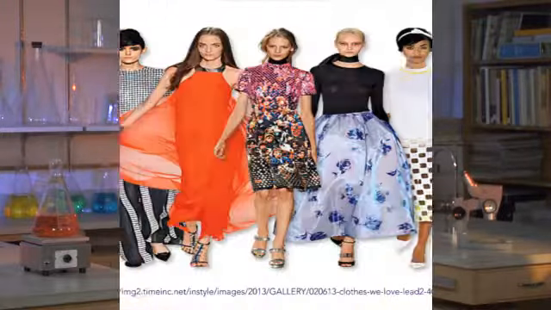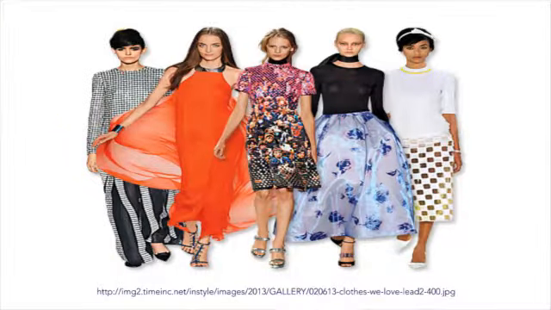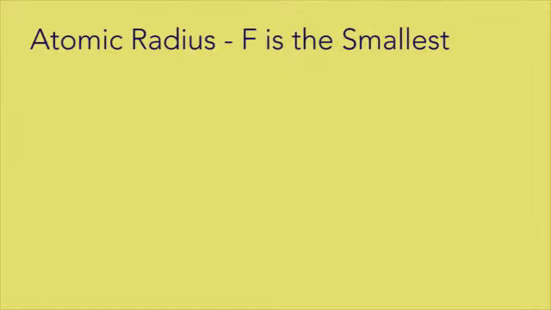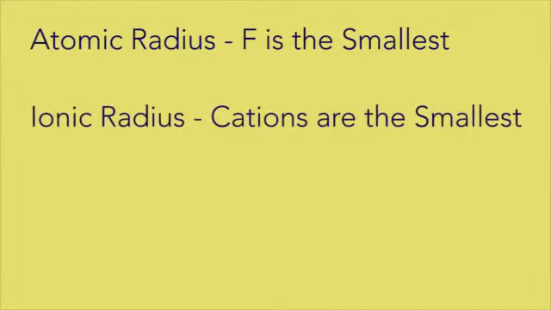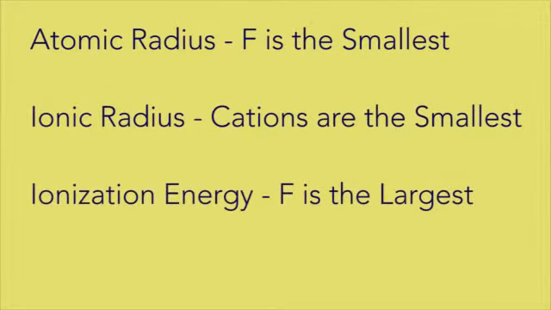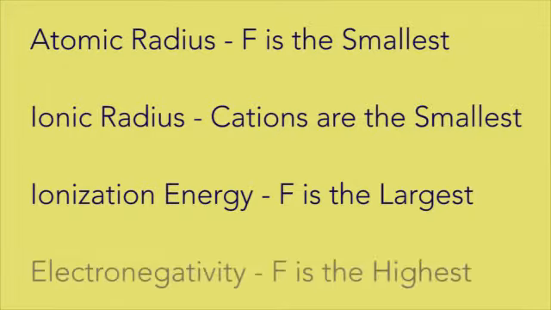All right, real quick, let's summarize the trends. No, not fashion trends. We are still talking chemistry here. Let's forget about hydrogen for a moment. Let's picture what happens to the trends as they move across the periodic table closer to fluorine. Atomic radius. Fluorine is the smallest. Ionic radius. Cations are the smallest. Ionization energy. Fluorine is the largest. Electronegativity. Fluorine is the highest.